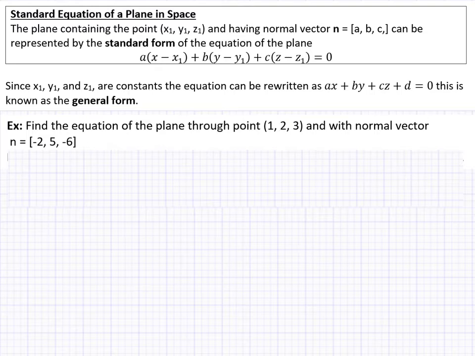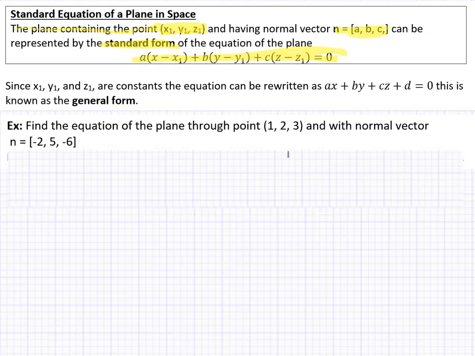So the standard equation of a plane in space is a plane that contains the point x1, y1, z1. So that point's on the plane, and having normal vector n = ⟨a, b, c⟩, can be represented in standard form using this equation we just came up with. But we can also look at what we call general form.